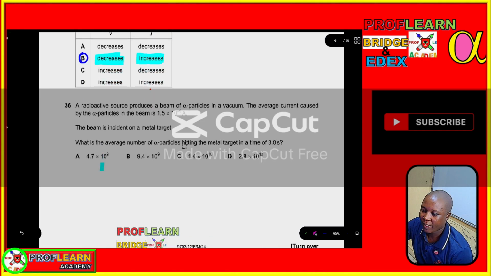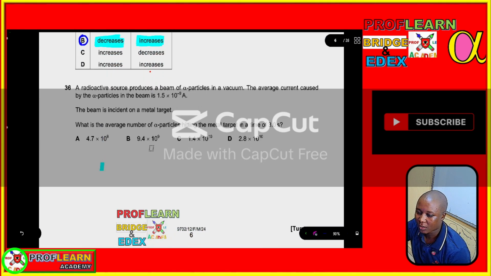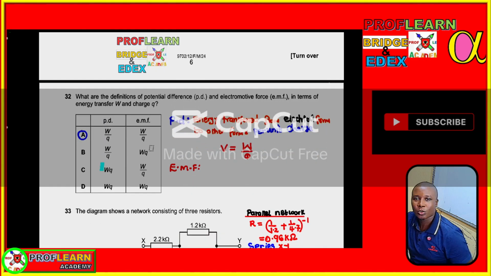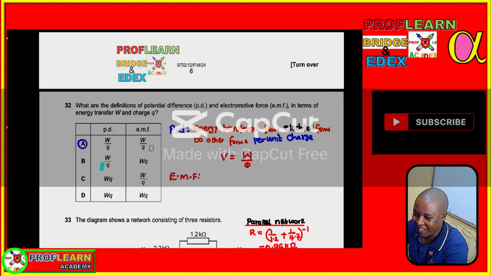We shall have another clinic for particle physics, so I don't want to mix patients. I want to have only the patients of electricity. And if you are one of them, I believe you are getting value.